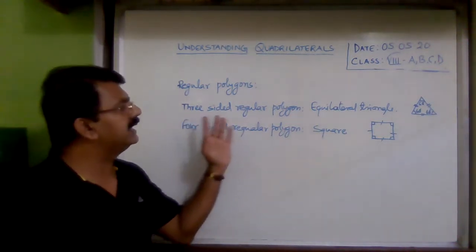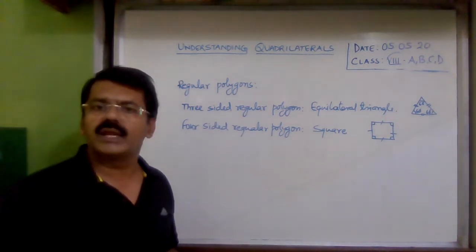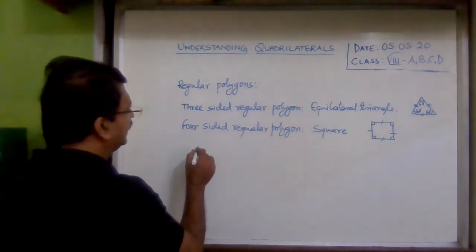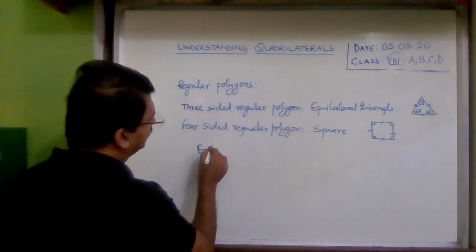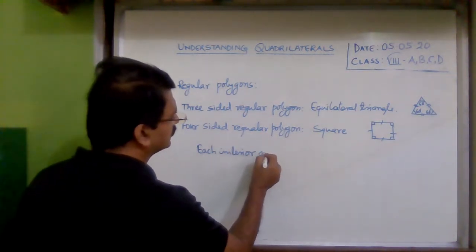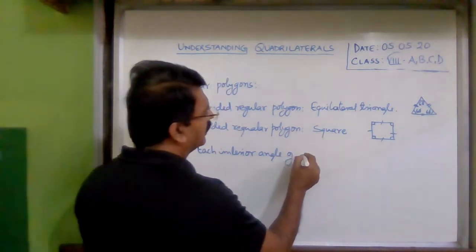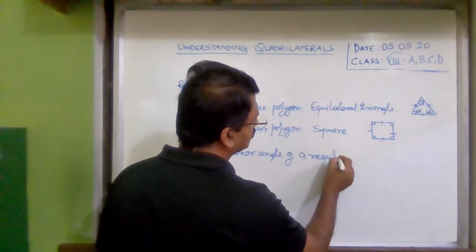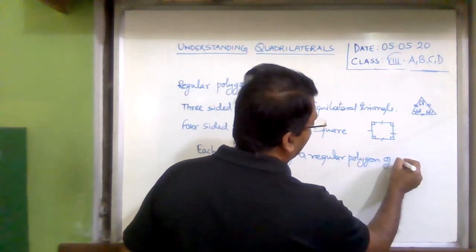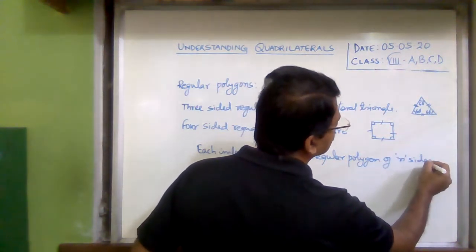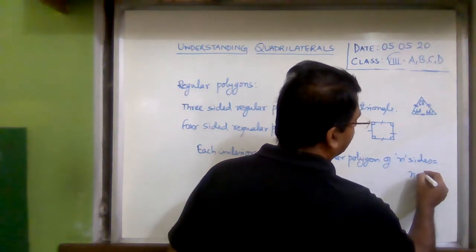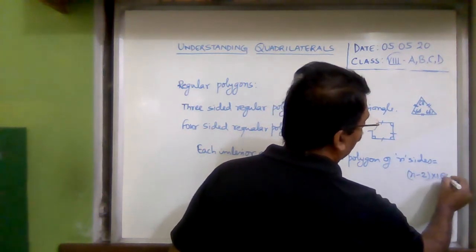Now, as all the interior angles are equal in a regular polygon, similarly all the exterior angles are also equal. So there is one more formula: each interior angle of a regular polygon of n sides is equal to (n minus 2) into 180 upon n.